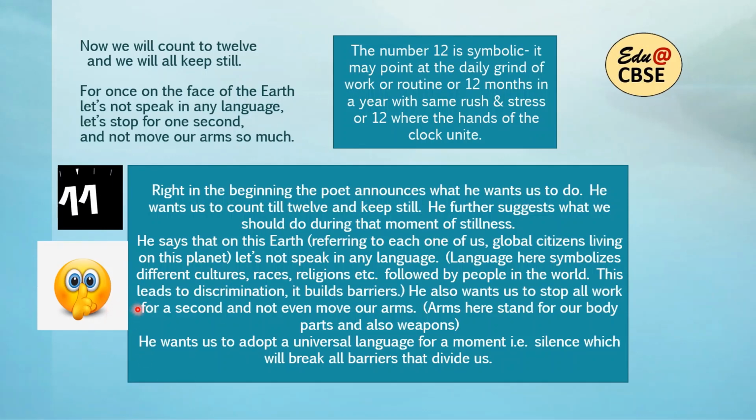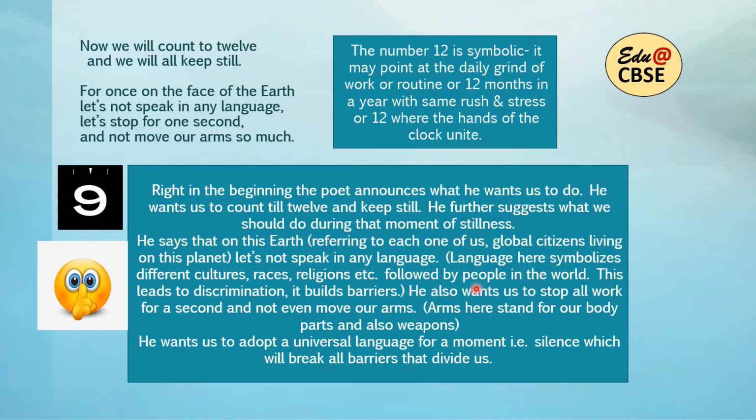So be quiet, be still, and then he says that on this earth, referring to each one of us, global citizens living on this planet. So for once on the face of earth means everyone on this earth. So let's not speak in any language. Now, why has he taken the word language? Language here symbolizes different cultures, races, religions. So language does not refer only to the word language. It refers to the cultures, the different races, religions, and all that creates a discrimination and differentiation among people.